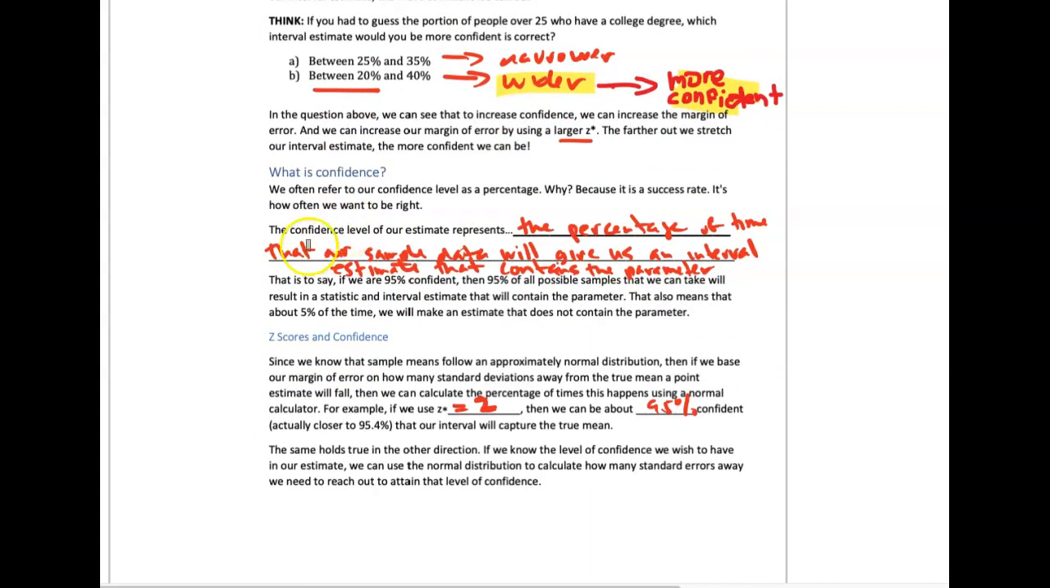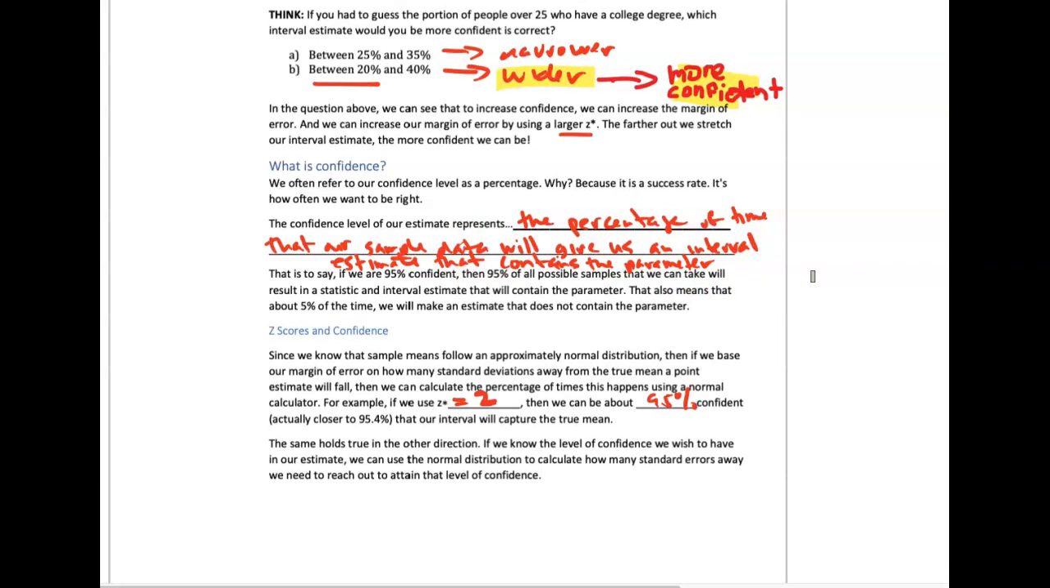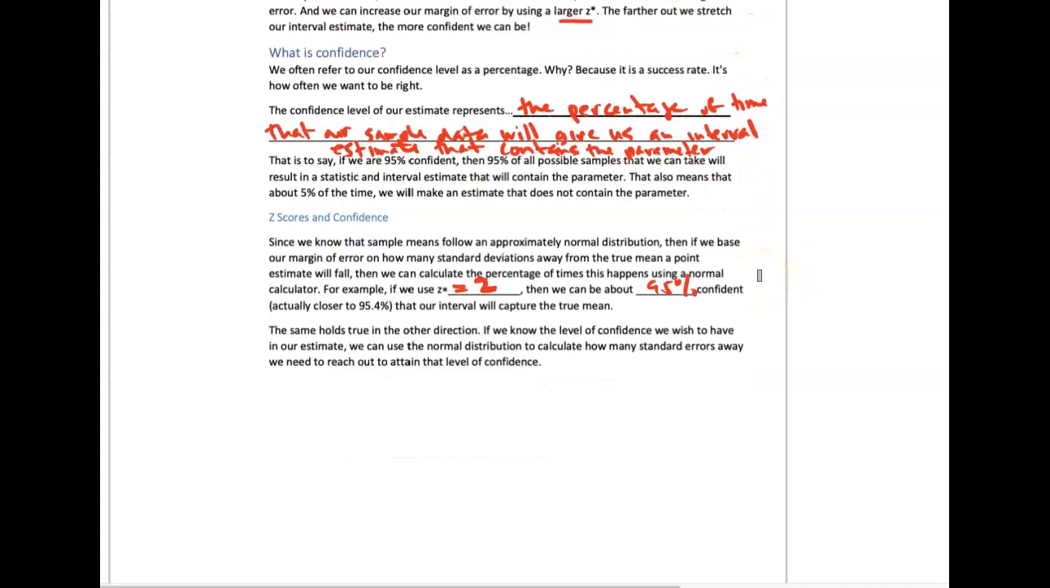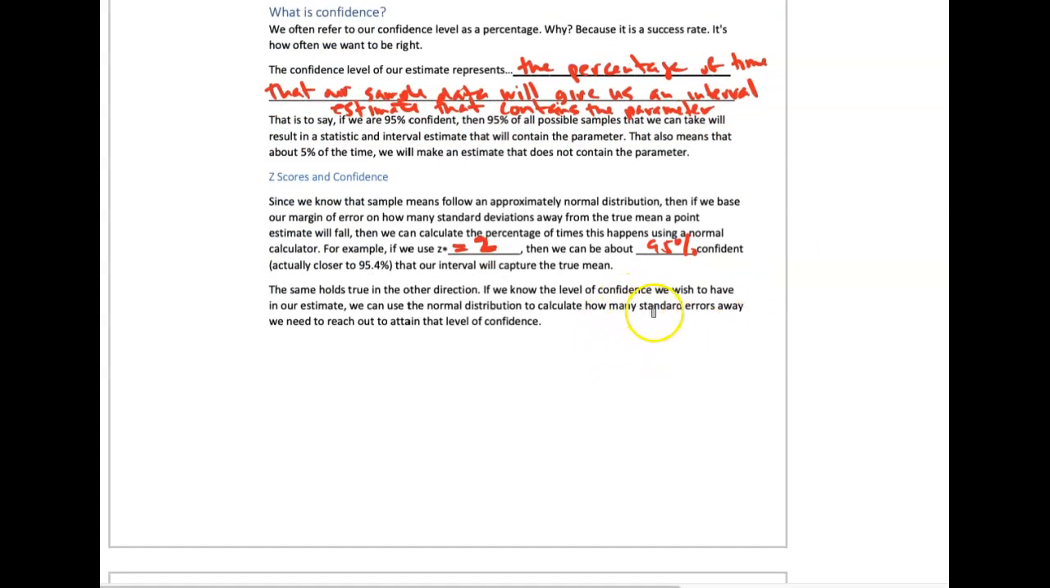Now, what is confidence? The confidence level of our estimate represents the percentage of time that our sample data will give us an interval estimate that contains the parameter, meaning the value for the population that we're actually trying to determine. When I do this calculation at a certain level of confidence, that percentage of the time the interval will have the population parameter inside of it. So it's important to think about that.